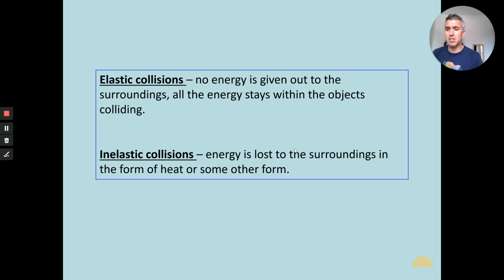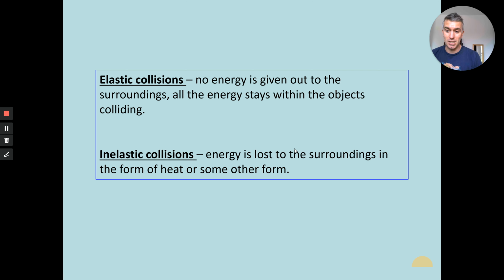In an elastic collision, there's no energy lost or given out to the surroundings. All the energy stays within the objects. So those two people, when they moved away, nothing else was involved. So all the energy was within them. Their interaction was an elastic interaction.